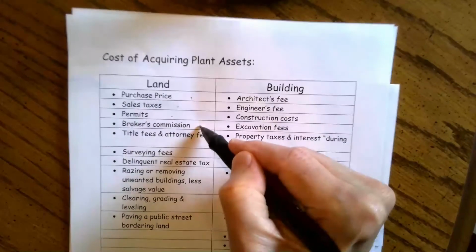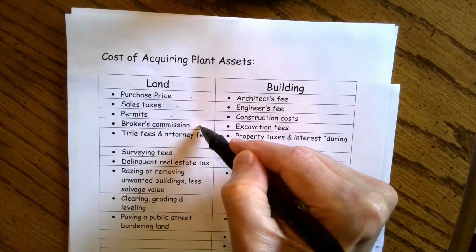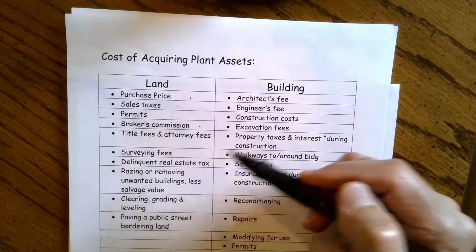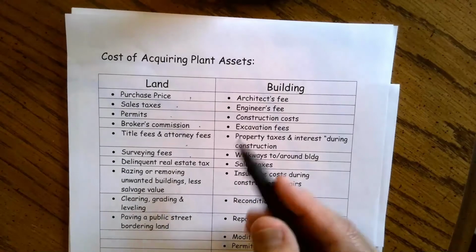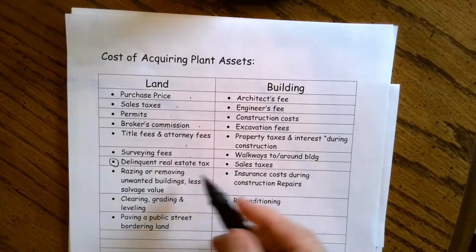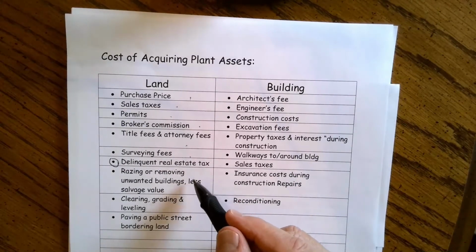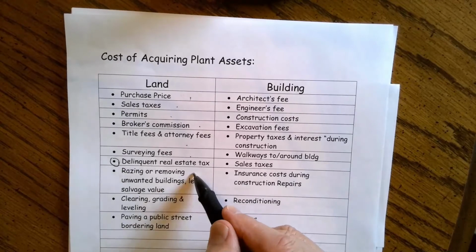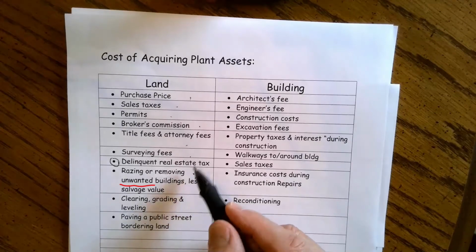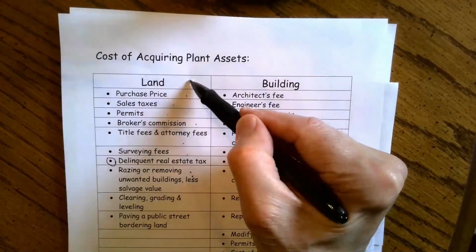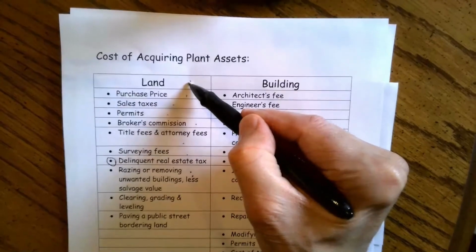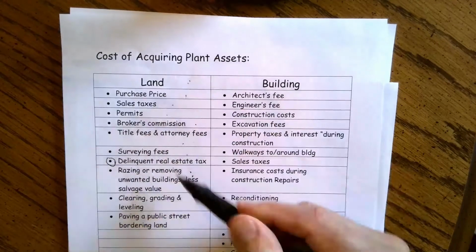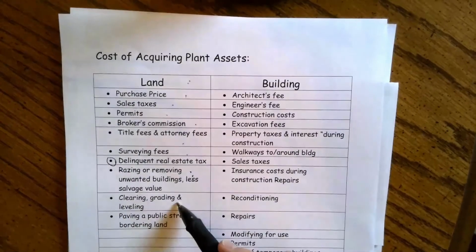Any broker's commission that's paid to a broker acquiring land is capitalized as part of the land cost. Any title fees, research by an attorney, any surveying fees. I'll come back to that one. If there's removing of a building, an old building that's not meant to be used, that is capitalized as part of the land because it's what it takes to put that land in usable condition. Any clearing or grading of it.